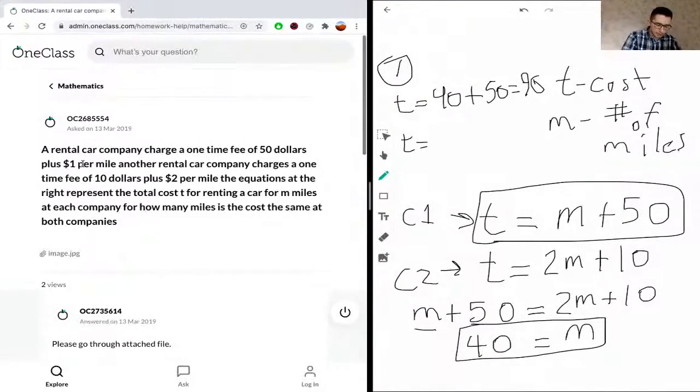So we'll say T equals 2 times 40 plus 10. So 2 times 40 is equal to 80, plus 10 gives us 90. So we know our solution is correct by substituting it back in, and both companies charge $90 when 40 miles are driven.